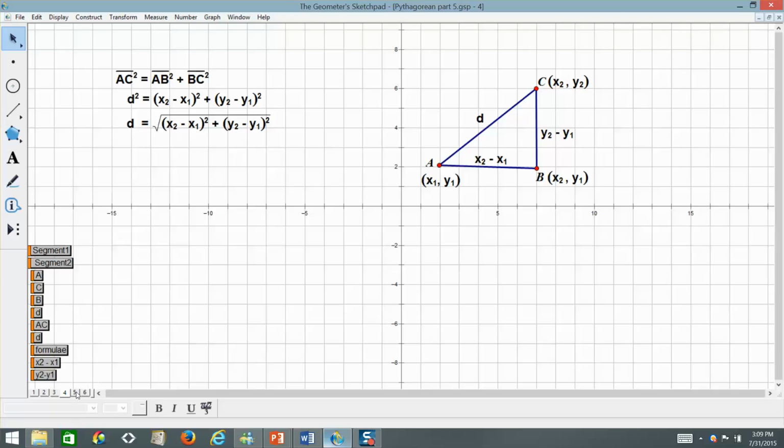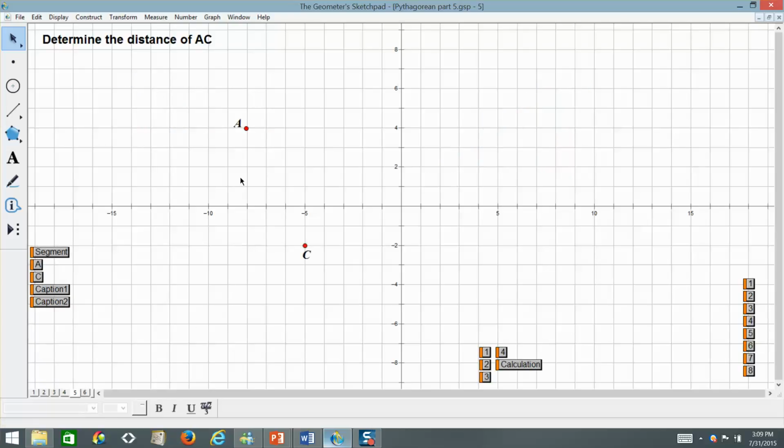Okay, now let's do an example. Determine the distance of AC. Here is A and here is C. First, we determine the coordinate of A. Look at this. Here is negative 5, so here is negative 6, negative 7, negative 8. So here is negative 8 and here is 4. So the coordinate of A is negative 8, 4.